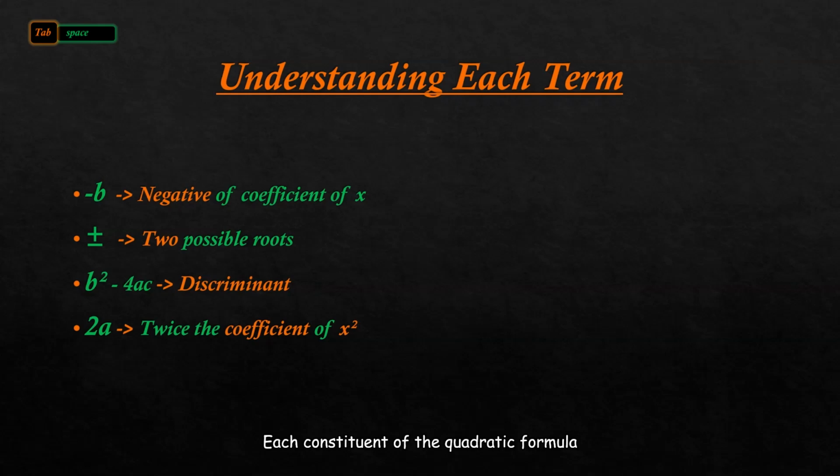Each constituent of the quadratic formula possesses distinct mathematical significance. The term minus b denotes the additive inverse of the linear coefficient. The plus or minus symbol signifies the existence of two potential solutions, reflecting the fundamental nature of second-degree equations. The expression b squared minus 4ac, also known as the discriminant, governs the character of the roots. The denominator 2a appropriately scales the resulting values.